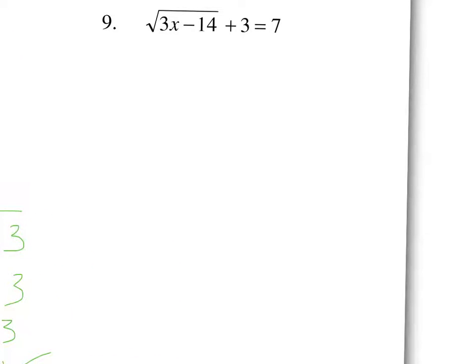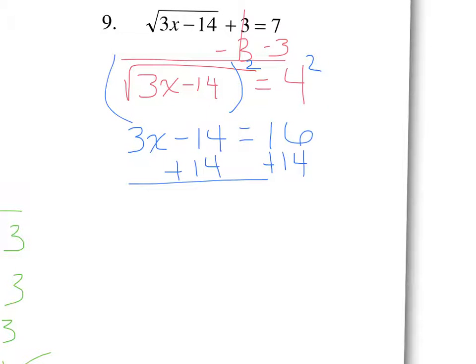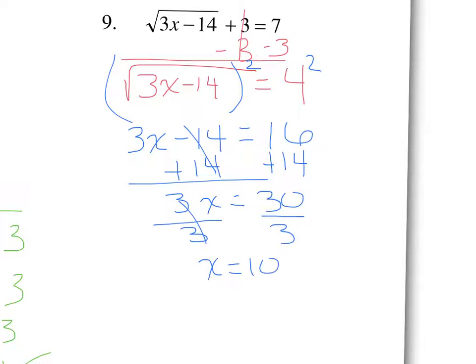Number 9. We're going to isolate this radical by subtracting 3 first. So the square root of 3x minus 14 equals 4. Square both sides. 3x minus 14 equals 16. And then isolate the x. So add 14. 3x equals 30. Divide by 3. x equals 10.